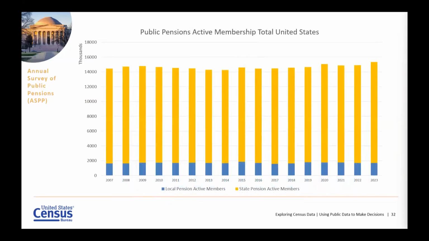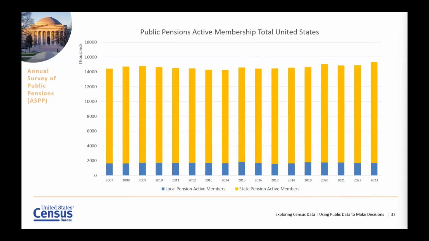But this is the number of people participating in public pensions. It's completely flipped. Here, the state pension membership is yellow and the local pension membership is blue. So this really provides a complete picture of the difference between state and local government pensions, doesn't it?